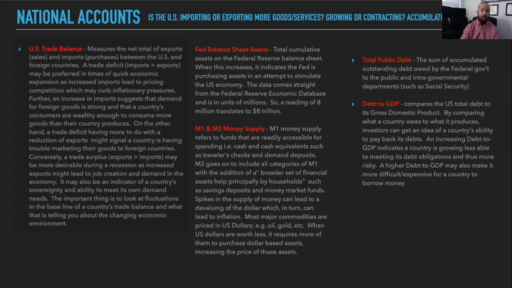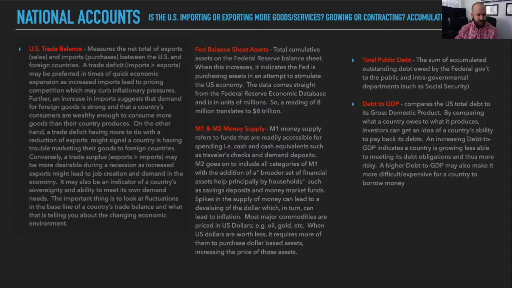So when we're importing more, that means that the U.S. consumer is demanding more. We need more products, more goods, more services to meet the demand of the U.S. consumer. That means that the U.S. consumer is healthy, has extra money in their pocket, right? So, the health of the U.S. consumer is a proxy for demand and is generally a good sign for our economy.